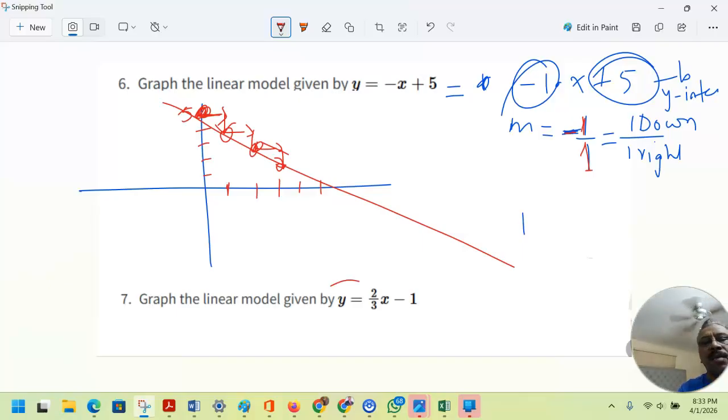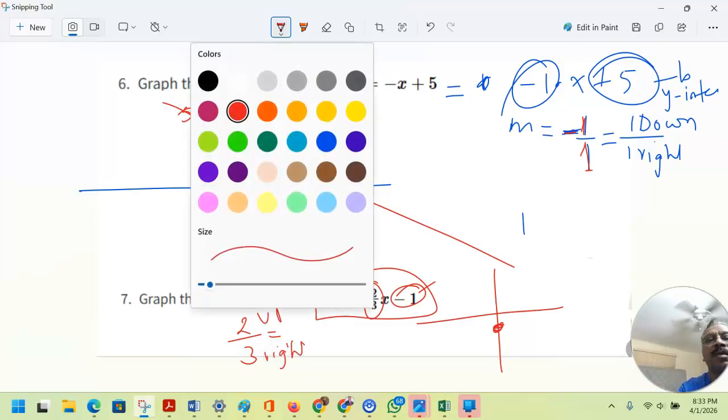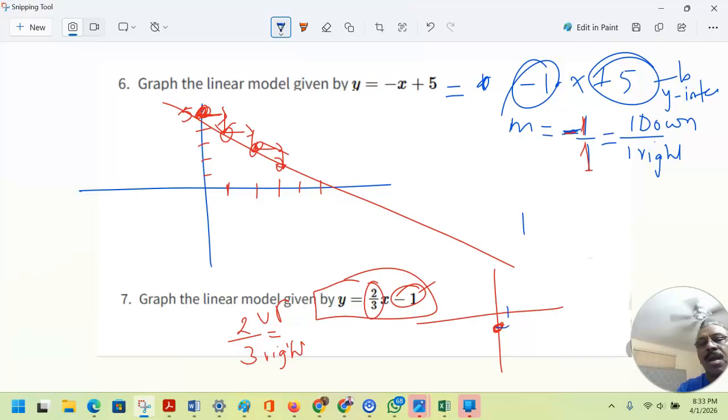So if you wanted to graph this piece, it starts at -1. That's where it starts. So this is the starting piece. And the slope is 2/3. It means you go 3 right and 2 up. So that means you go 1, 2, and 3. So you go 3 run, and you go 2 up. See, like this. Again, you can go 3 run, and you go 2 up like this.